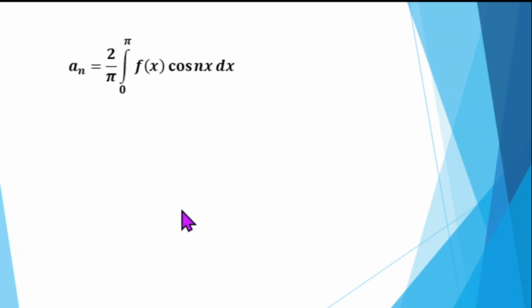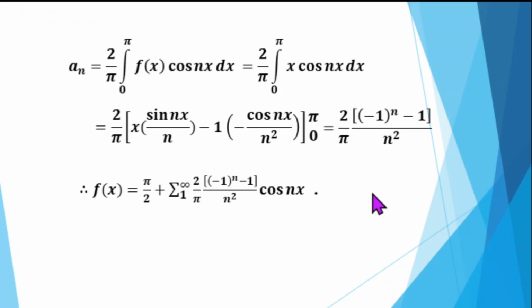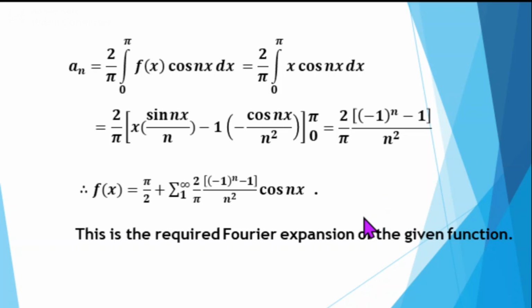Then we will find an. an is 2 by pi integral from 0 to pi f of x cos nx dx. Substitute for f of x and integrate, we will get an equal to 2 by pi times minus 1 raised to n minus 1 by n square. Substitute the values of a0 and an in the series. So this is our required Fourier series expansion.